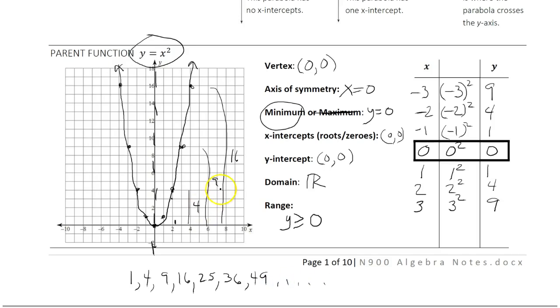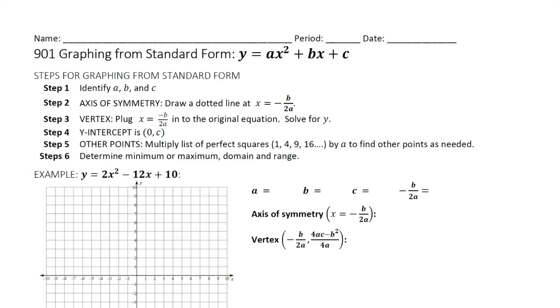To graph other parabolas in standard form, you must follow this list of steps. First you find A, B, and C. Then use this formula to find the axis of symmetry. Plug in the axis of symmetry to find the vertex, and finally find the y-intercept and other points. Let's look at an example.